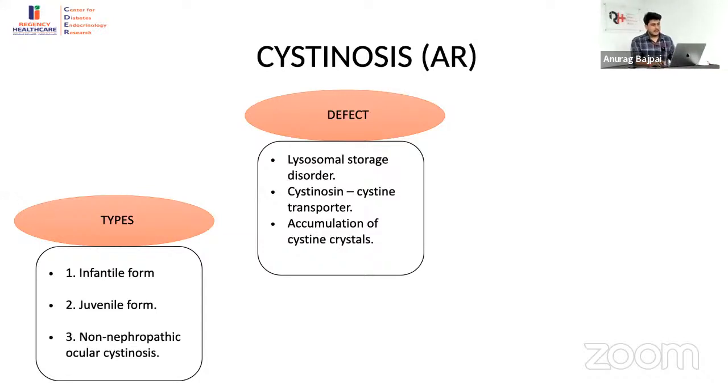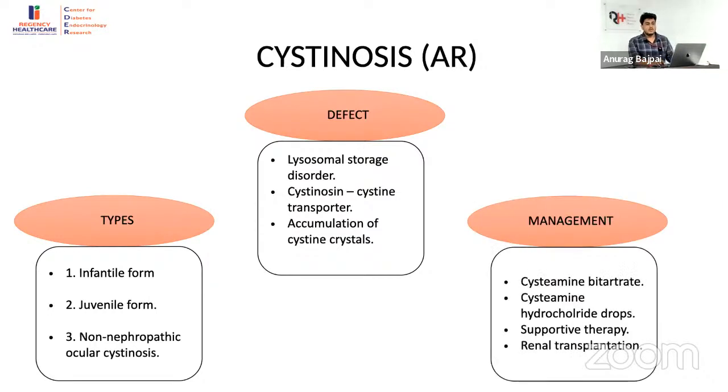And there is one more rare form, where there is only ocular manifestation in the absence of renal manifestations. So most important, which I mentioned, is the recognition of disease, because treatment is available in the form of cysteamine bitartrate, which is known to slow the progression of disease. It has been shown to improve growth and delay the progression of end-stage renal failure, but it has not shown improvement in the symptoms of proximal renal tubular dysfunction and also ocular manifestations.